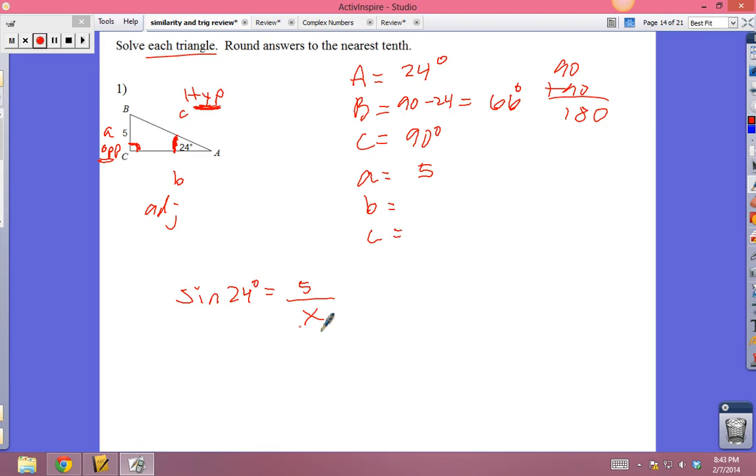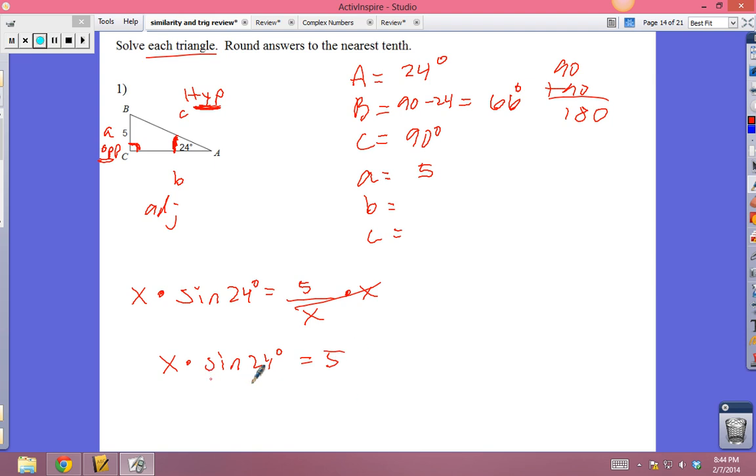So I need to solve for x. When x is in the bottom of the fraction, you got to get rid of it. You got to move it to the top of the fraction. So I'm going to do the opposite of divide by x. I'm going to times this side by x. Divide by x times by x, that undoes itself. So now I got x times sine of 24 degrees is equal to 5.